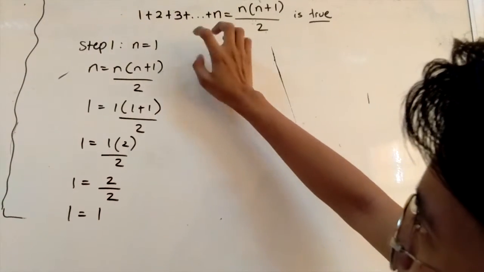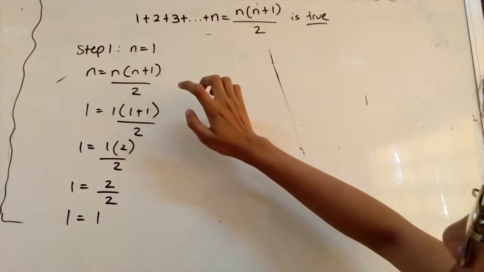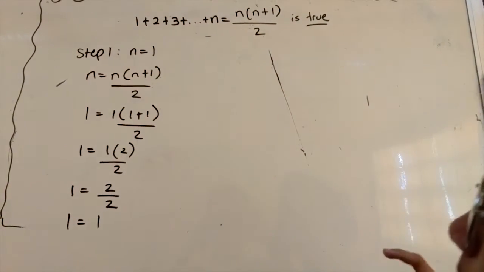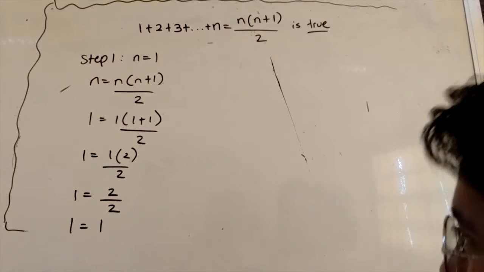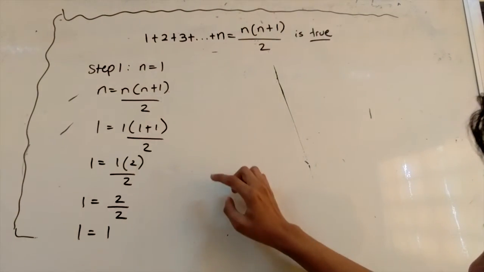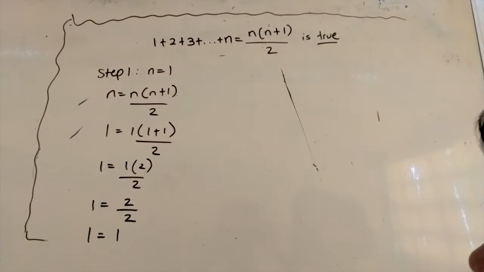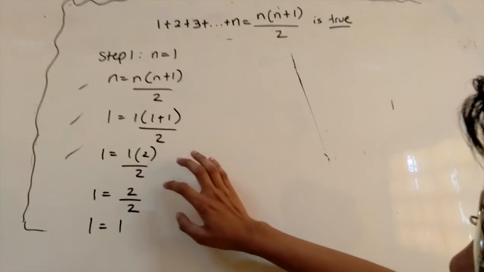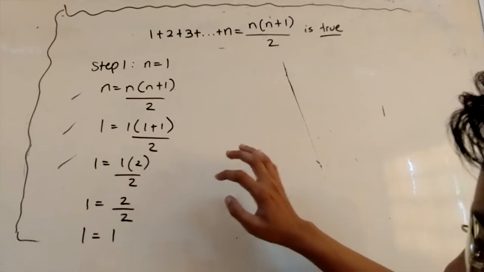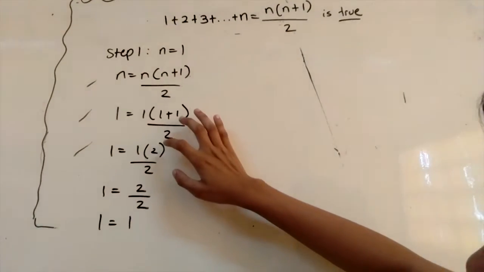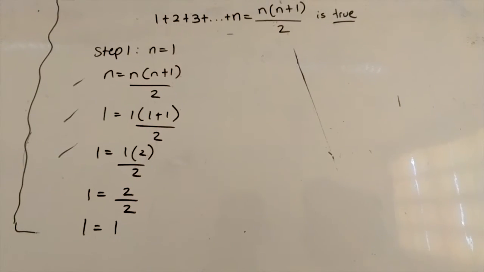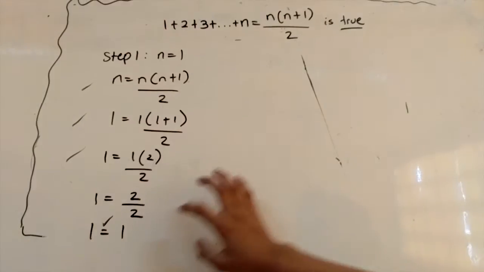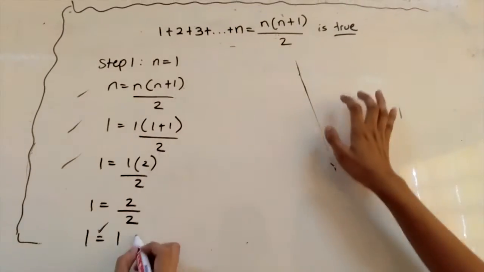We're going to substitute the value of n in this equation, wherein 1 equals 1 multiplied by 1 plus 1 over 2. In this step, we're going to simplify the values inside the parentheses. We come up with this 1 equals 2 over 2 because we simplified this equation. And that's it. We have 1 equals 1. And we have proved that this base case is true.